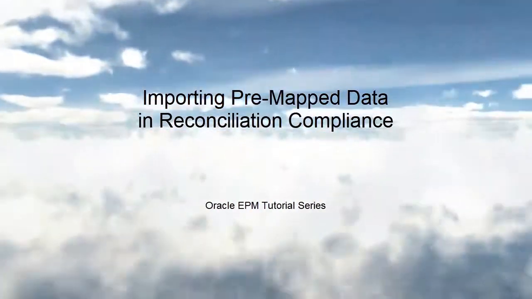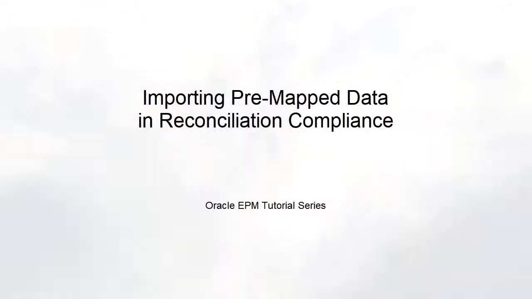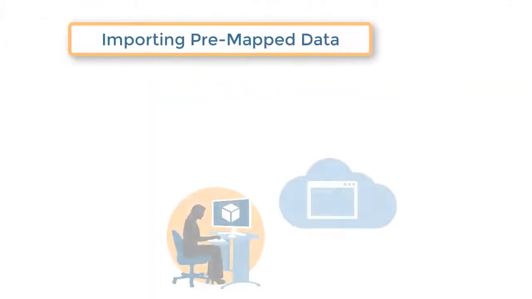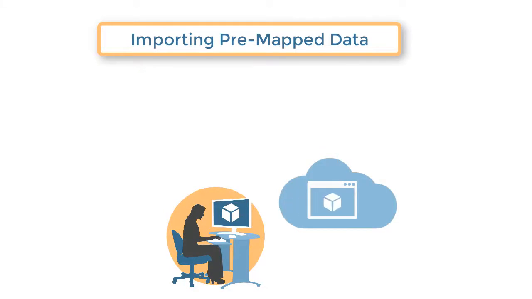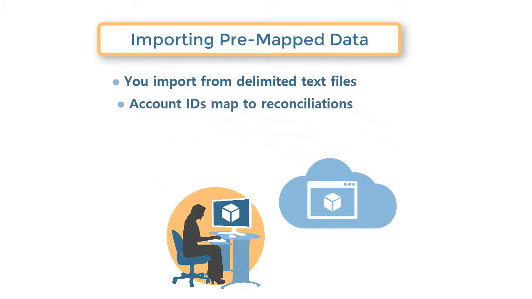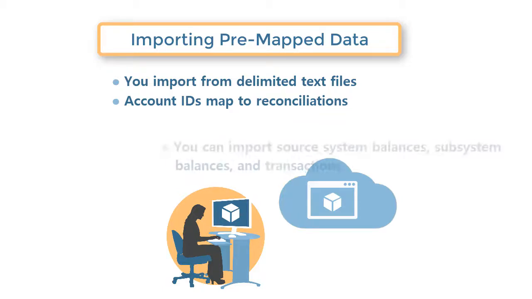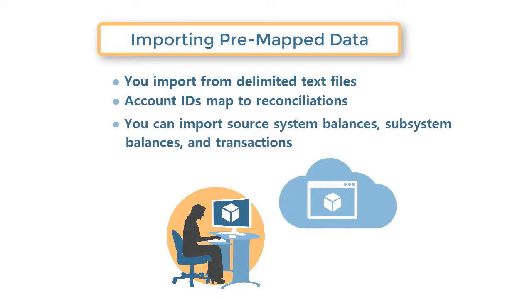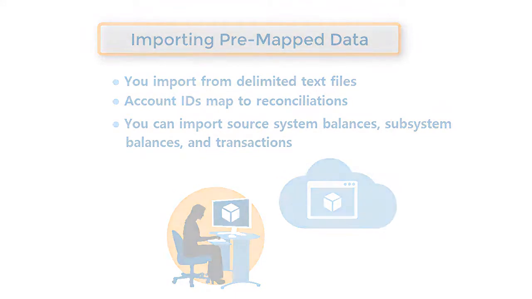Welcome to the step-by-step tutorial on how to import pre-mapped data in reconciliation compliance. You can import pre-mapped data from comma-separated or tab-separated files. Pre-mapped means that the records in the load file include account IDs that determine the reconciliations that they map to. You can import source system and subsystem balances, as well as transactions, such as invoices or journals data.